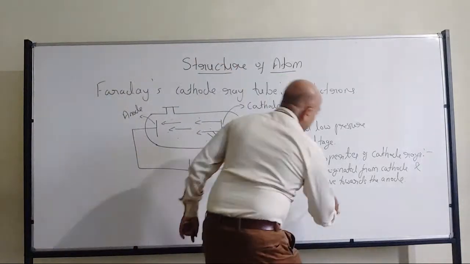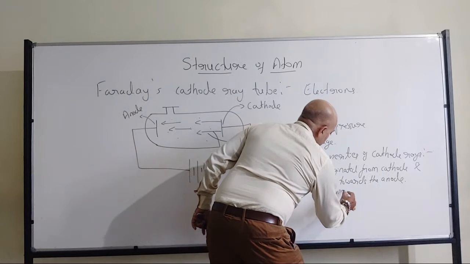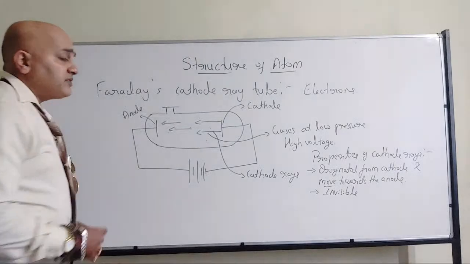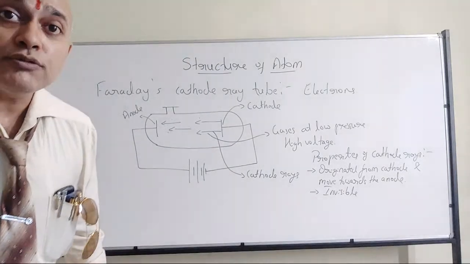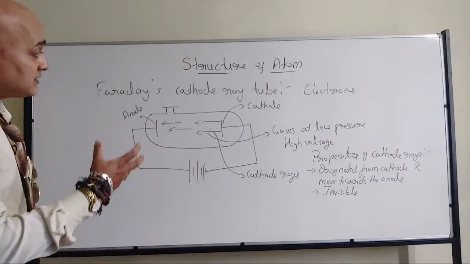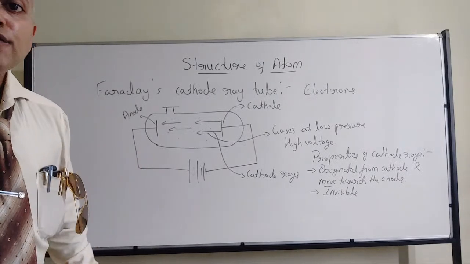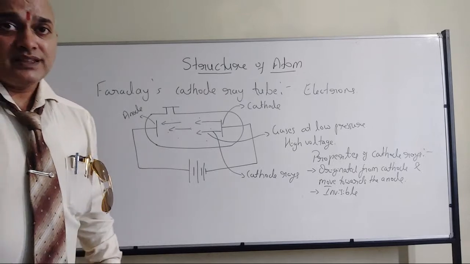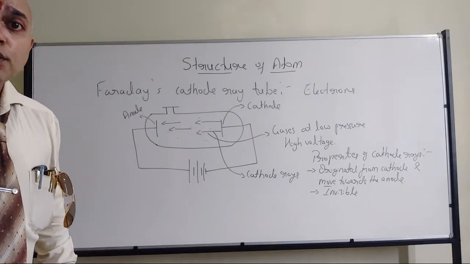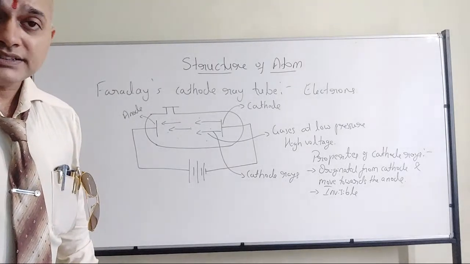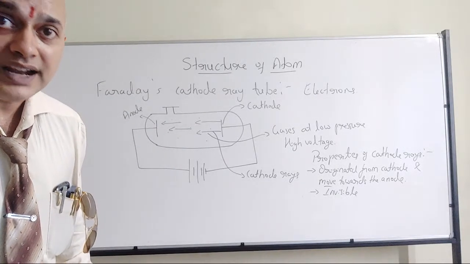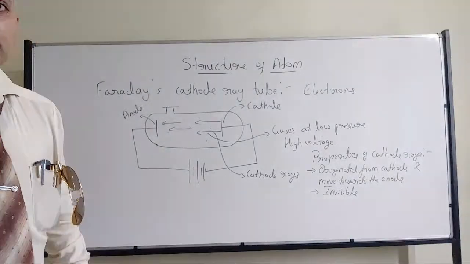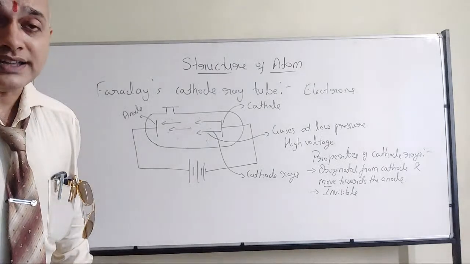They are invisible. Now, if they are invisible, how could they have recognized that there is a movement of rays from the cathode towards the anode? On what basis did they come to know that cathode rays move? That should be the question, right? Manjunath, it's not anode rays. That is different; I will come to that. This is cathode rays.